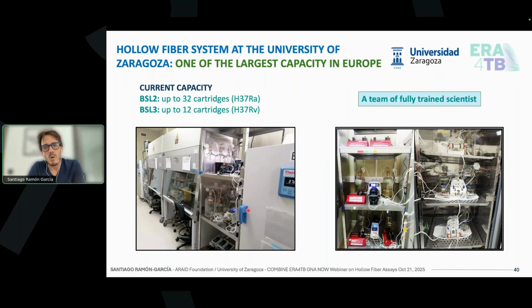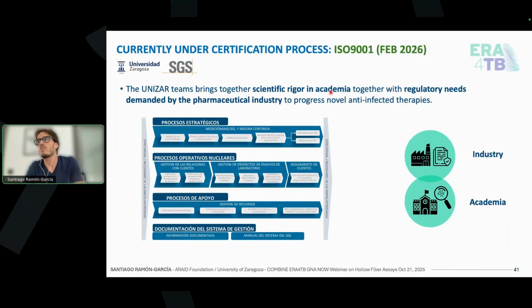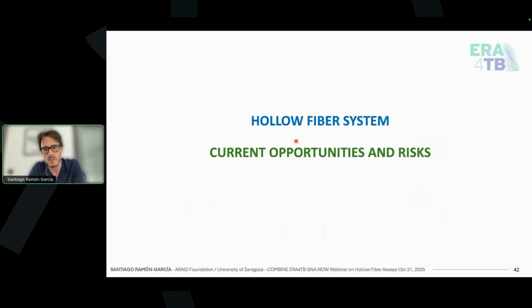Following on our quest to improve the robustness of all this, we are going through a certification process, ISO 9001, that we expect to have in February 2026, so we can ensure that our data are robust and meet regulatory and industry standards, but also with all the scientific rigor of academia.